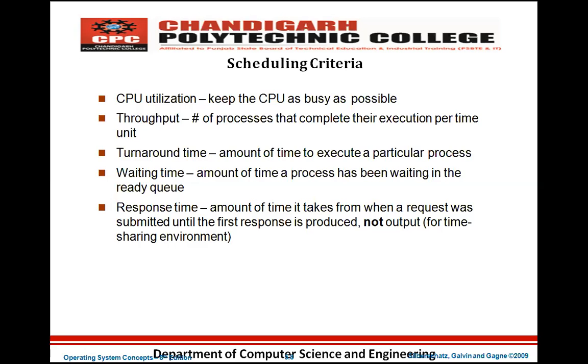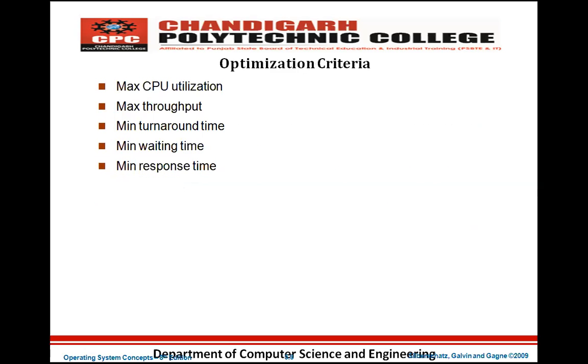So response time is the time between the process submission and when we receive the first response. This is called response time, and we want response time also to be minimum. So these are some optimization criteria. There are 5 scheduling criteria, and these are the optimization criteria for these scheduling algorithms.